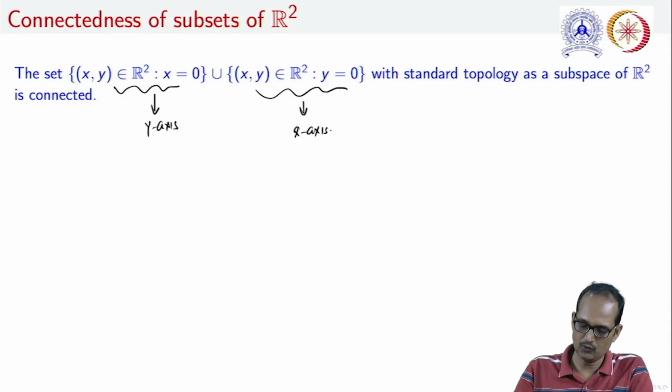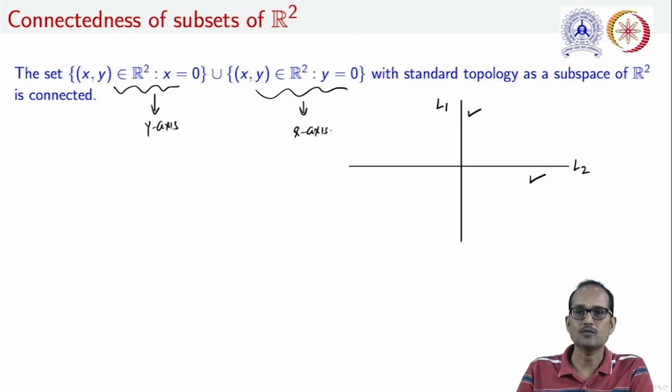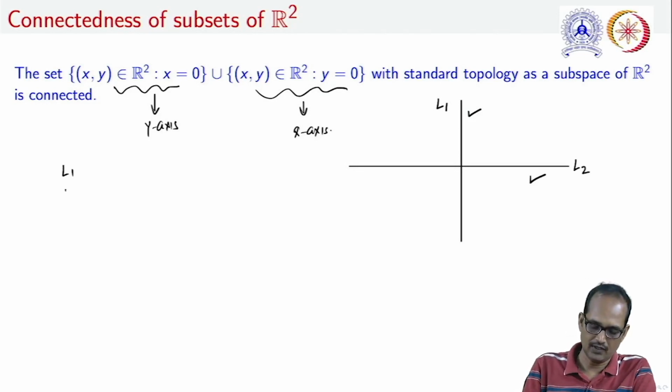And if we want to see it, it's a simple one. Let us take this as our x-axis and this as our y-axis. We have already justified that lines are connected. So let us take this as line L1 and this as line L2. So here L1 and L2 both are connected.